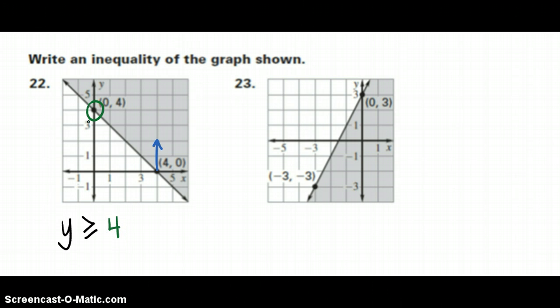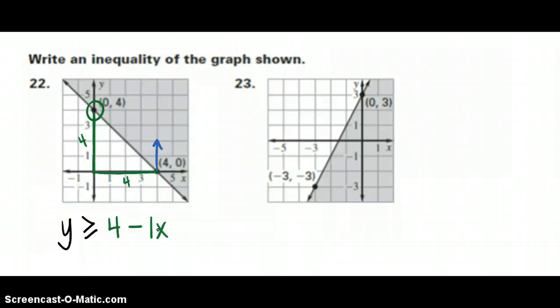And then I need to find my slope. So I need to figure out how my line is changing over time. What I know is that my line's decreasing when I look at it from left to right. So that means my slope's going to be negative, so I'm going to put a minus sign. And then I have gone down 1, 2, 3, 4 units, and I've gone over to the right 4 units. 4 over 4, that's just 1. So I have y is greater than or equal to 4 minus 1x, 4 representing my y-intercept, the negative 1 representing my slope.